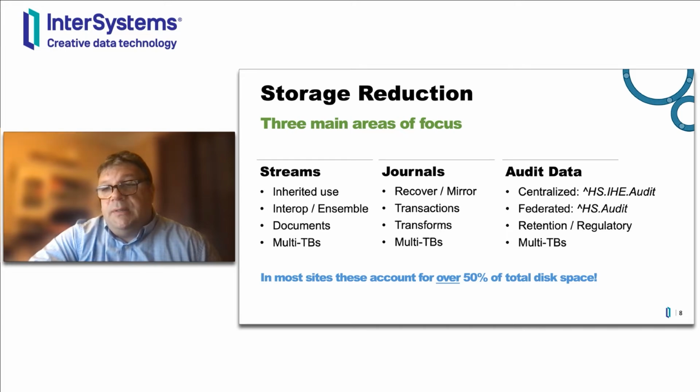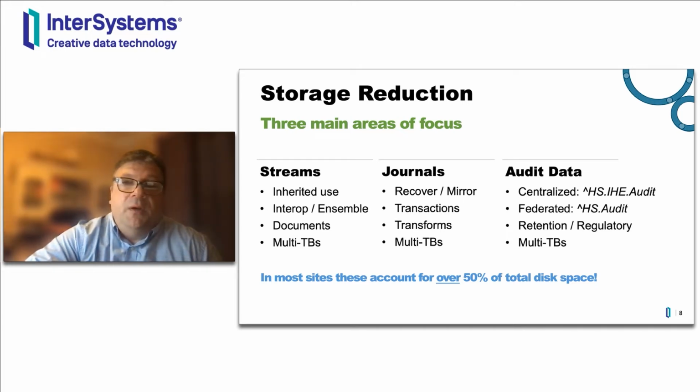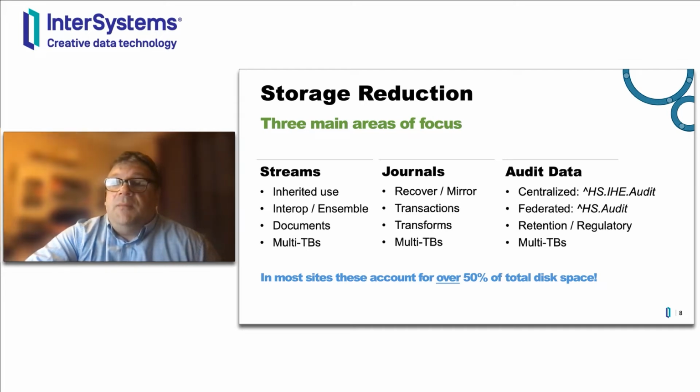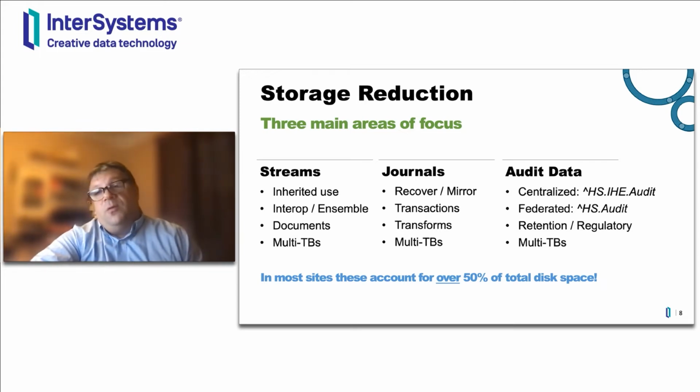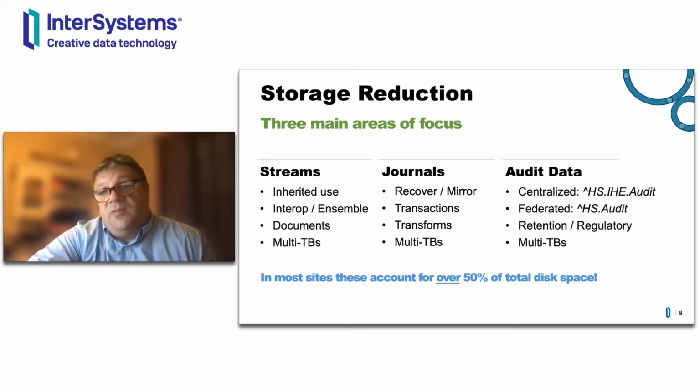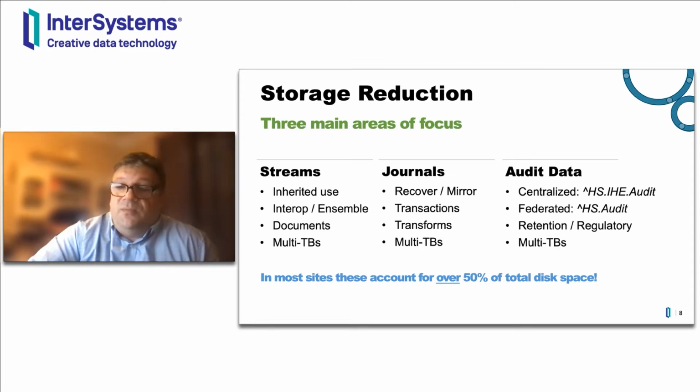Then we have journals. These are used for recovery, mirroring, pretty much any update from transactions, transformations, simple sets and kills are recorded in the journals. Audit data, as I mentioned earlier, has two types of audit: the aggregated IHE audit data, and then the federated SDA or clinical audit data that's on the edge gateways. In most deployments, these three areas account for well over 50% of the total disk space. And in the examples I've shown earlier, this was in the 80 to 90% range, which is not atypical. It's quite normal.